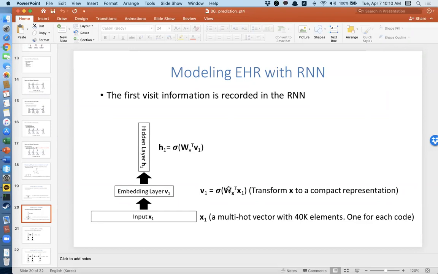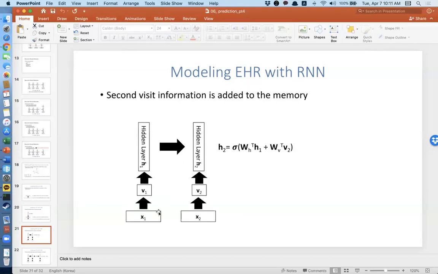So embedding weights will be WX, but the ones that are multiplied to your visit, or the input to your hidden input to your RNN, will be WV. And there is no previous H here, so it'll be just WV. And I'm just ignoring the bias term here. And then you repeat that process again in the next time step.